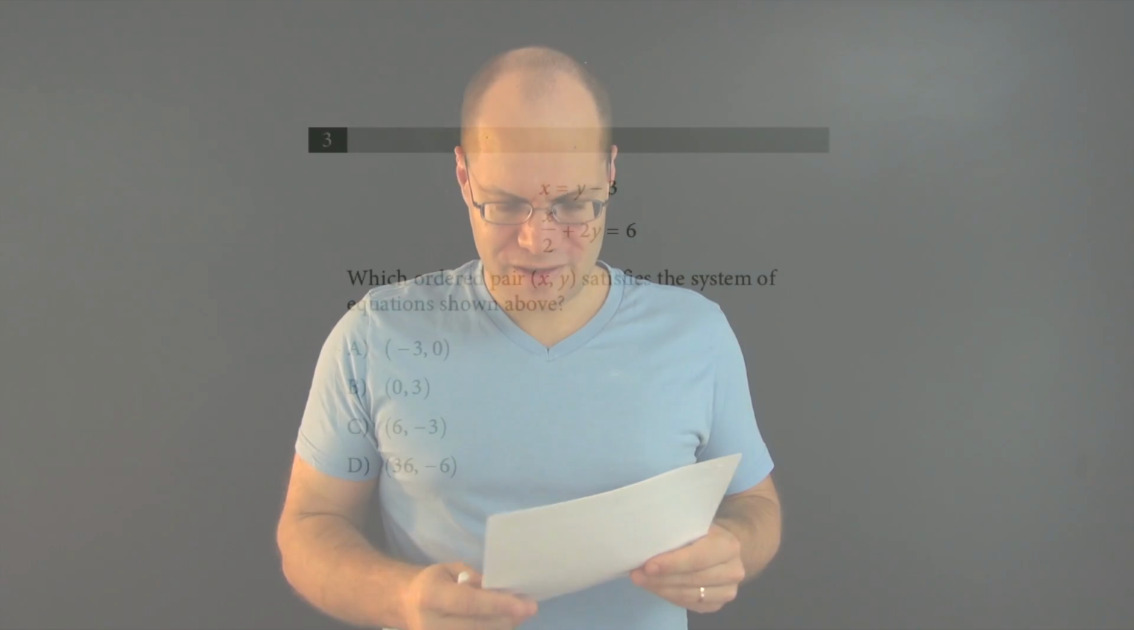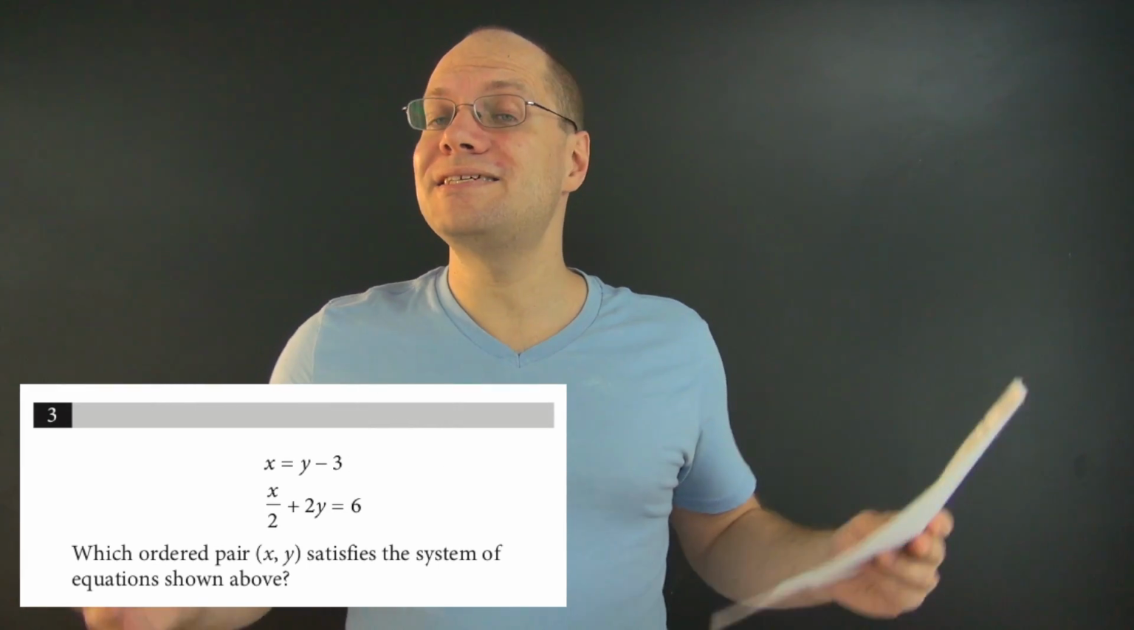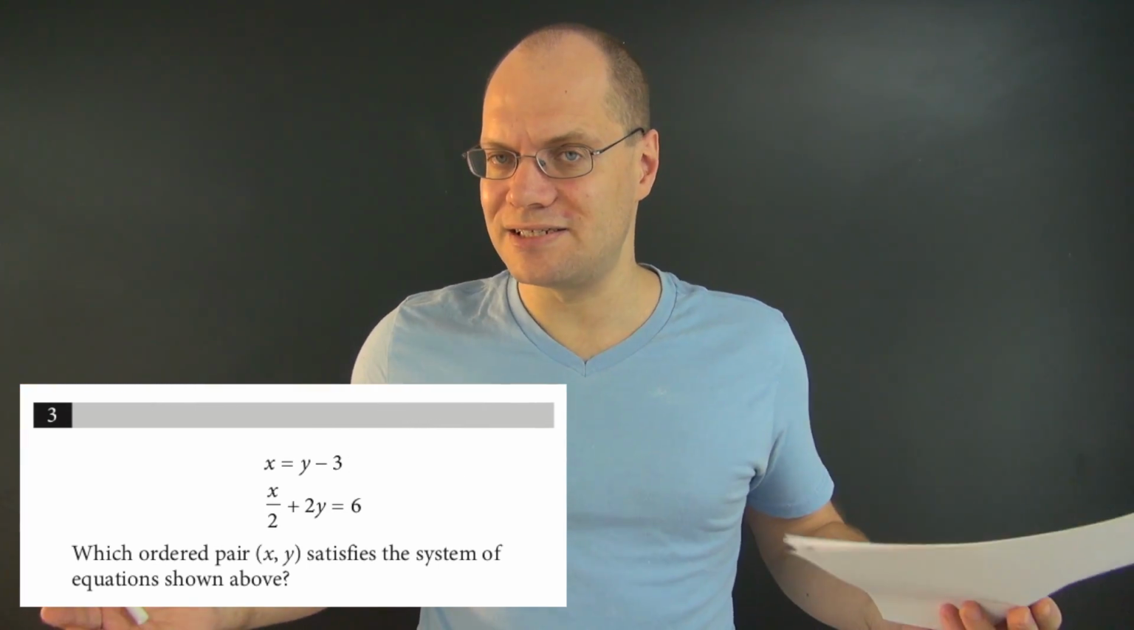Problem 3. This problem starts with a linear system of equations, and it's a little bit scrambled because the y is on the right-hand side of the first equation, and there's that awkward coefficient of 1/2 x over 2, but it's still a linear system of equations. So let's see what the problem is asking us. Which ordered pair xy satisfies the system of equations shown above? So they're basically asking us to solve this linear system.